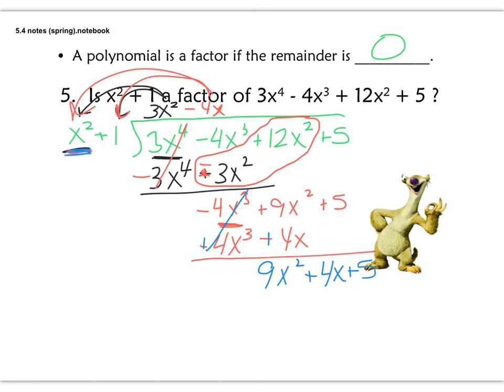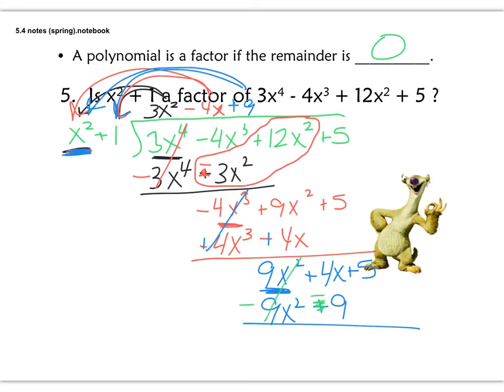All right, what do you multiply x squared by to get 9x squared? You multiply by a positive 9. So 9 times x squared is 9x squared. 9 times 1 is 9. And then we change our signs. Those will cancel. I have a 4x. Be careful of like terms. My like terms are actually here. And that's going to give me a negative 4.